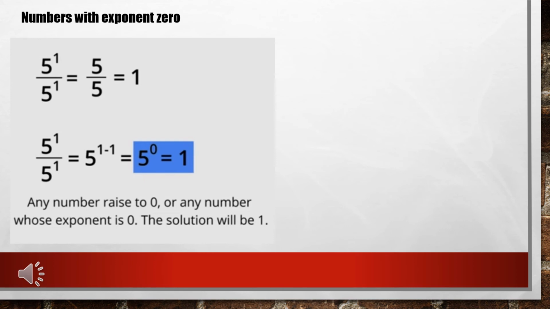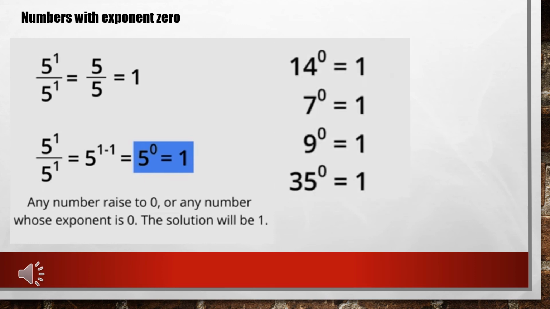But we can use the laws of exponents, that is a raised to m divided by a raised to n is equal to a raised to m minus n. Thus, 5 raised to 1 divided by 5 raised to 1 is equal to 5 raised to 1 minus 1, which is equal to 5 raised to 0. The same question, we got the answer as 1. Thus, we have arrived at the result that 5 raised to 0 is equal to 1.